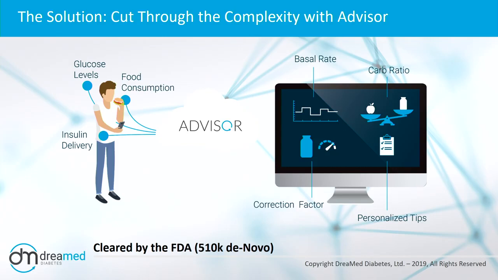What's neat about this technology is that we got clearance by the FDA a year ago, basically creating a new product code here in the United States. So right now we are the only technology available in the United States that has FDA clearance to analyze CGM and insulin pump data and provide recommendations to healthcare providers on how to optimize insulin pump settings.